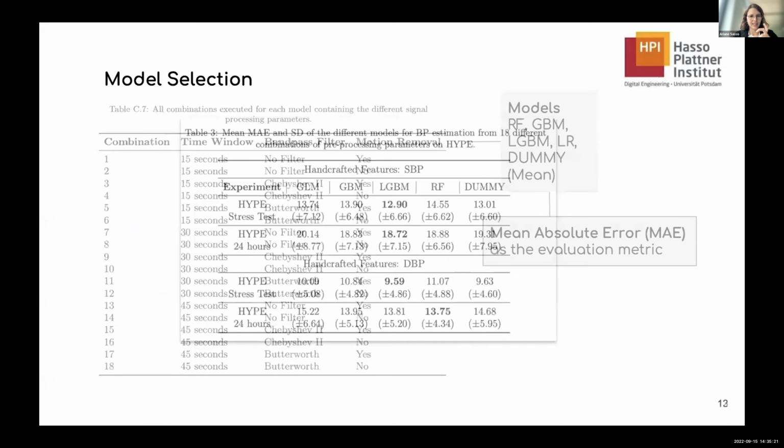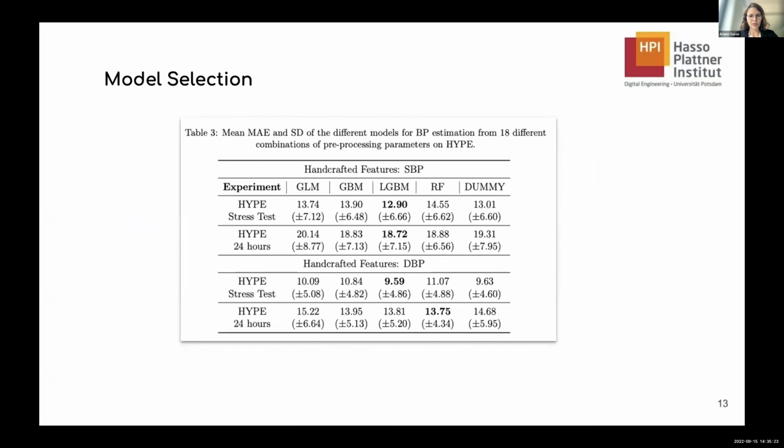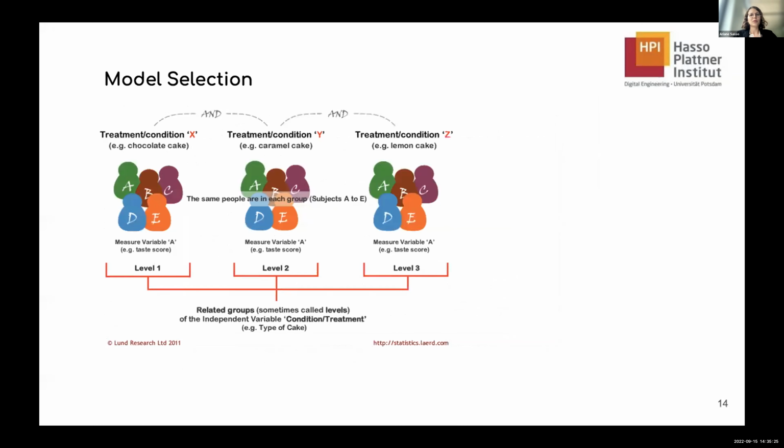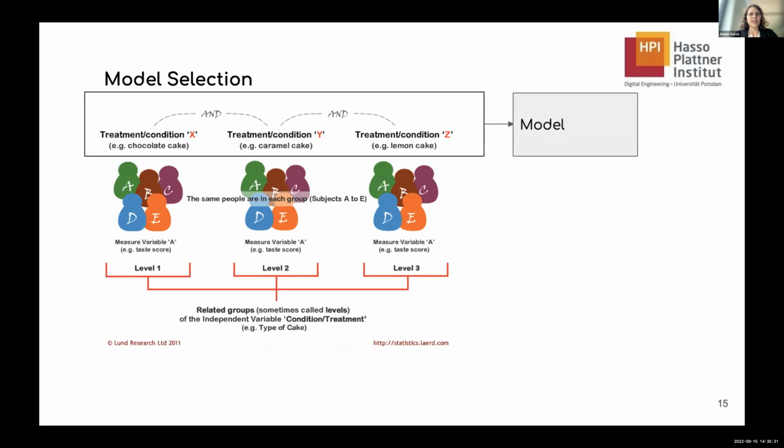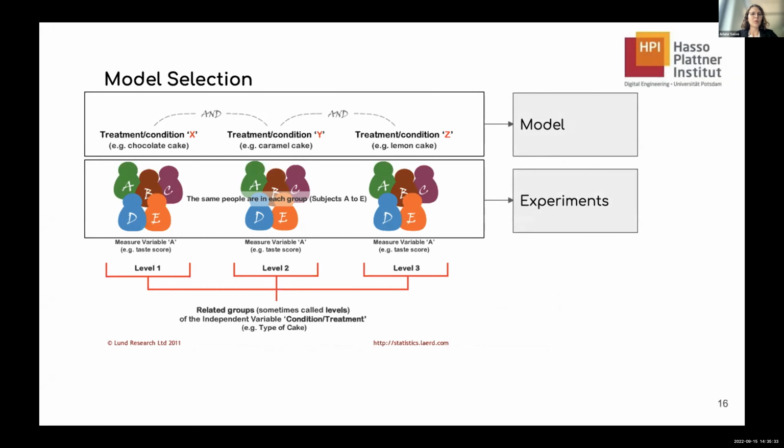I think one slide is in the wrong order, but I wanted to show that we draw some inspiration from statistics or clinical trials and biostatistics, where we treated a model like a treatment, and we treated the experiments as different patients where this treatment was being applied, and we used the mean absolute error as our measure variable. And in this way, we could actually measure how well or how bad our models perform.